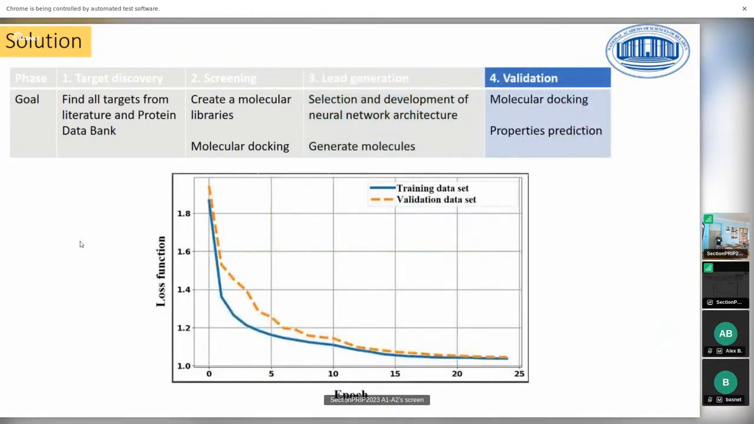As we see from the graph of the loss function, we can say that our neural network works correctly and doesn't have overtraining. From this, we can conclude that our network works correctly, and indeed we can get results from this.